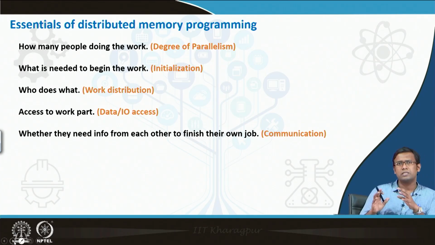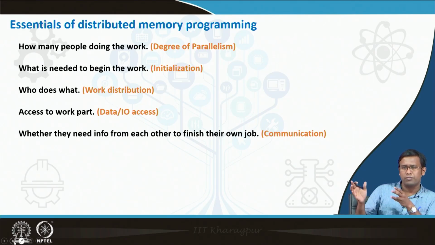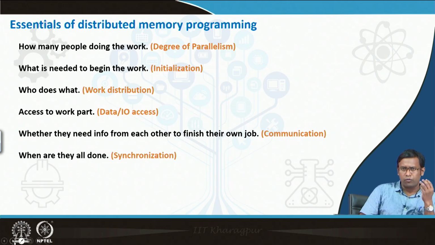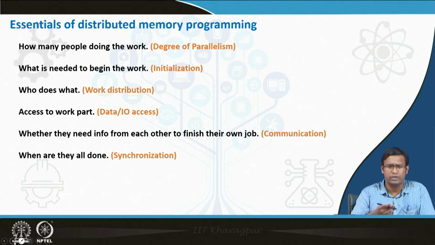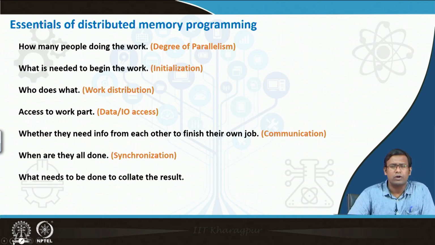Whether the processors need any info from each other to finish their own job. What are the requirements of getting information or data from the other processors to finish its own job? What is the requirement of communication? When will the communication be done, and which data will be communicated? And when they are all done, as in shared memory, as multiple processors are working on the same problem, there is a requirement of synchronization also. So when will synchronization be done, and what is required to collate the result. There are certain pointers which we need to take care of when developing distributed memory programs.